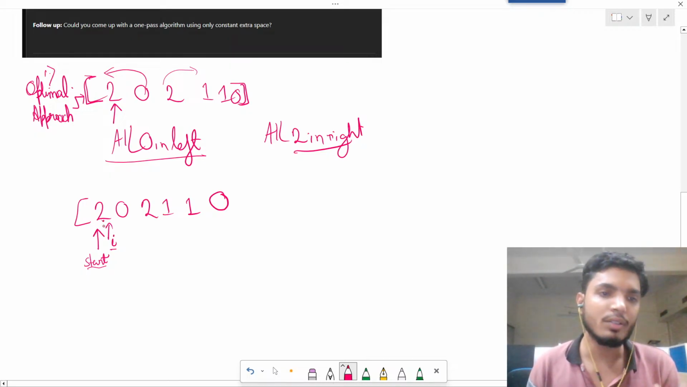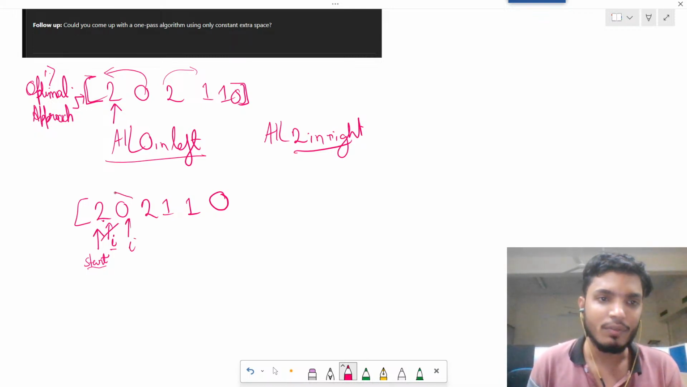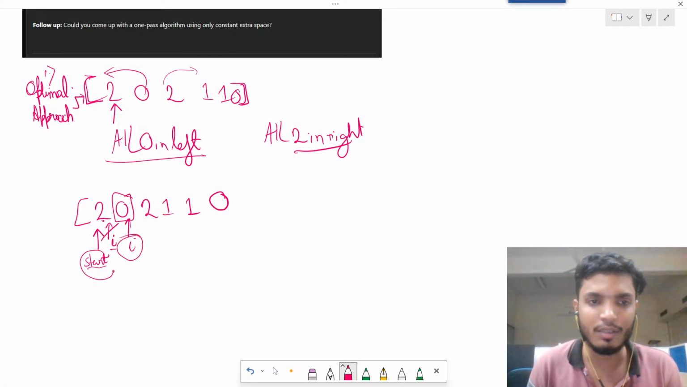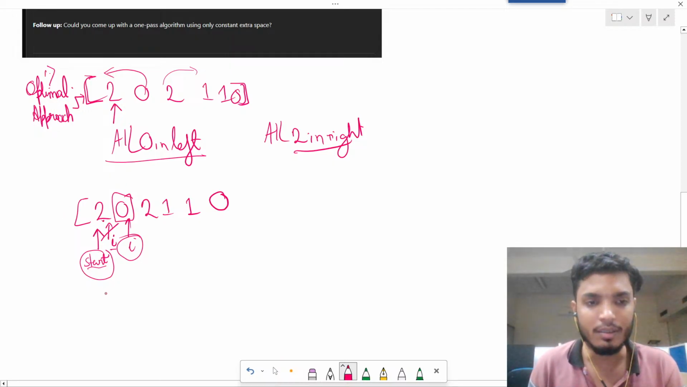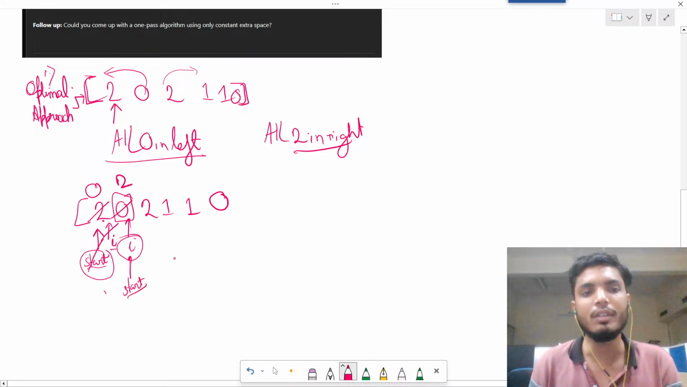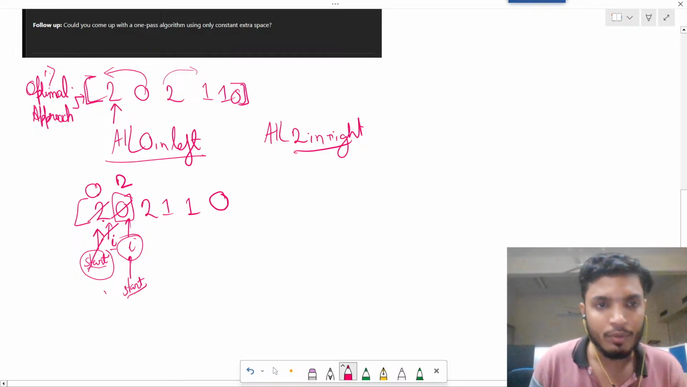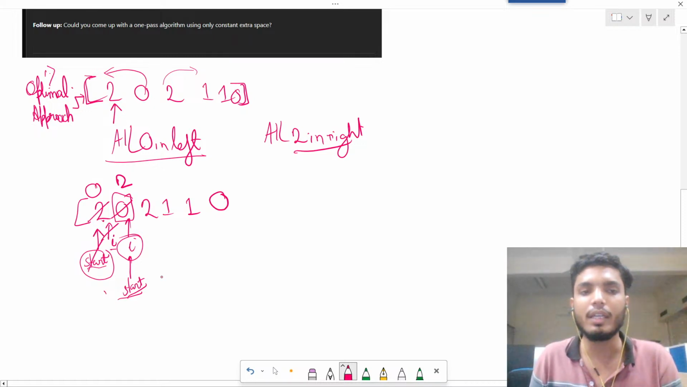It is not 0, so I'll move i. Is it 0? Yes, it is 0. Then I will swap arr[i] and arr[start]. Why? Because I wanted 0 at the starting position. So here I will get 0 and here I will get 2. And start will also move again. Why? Because start is just pointing to the next position after the 0. If I put 0 here, then where will start point, if another 0 comes, where will I have to put it?